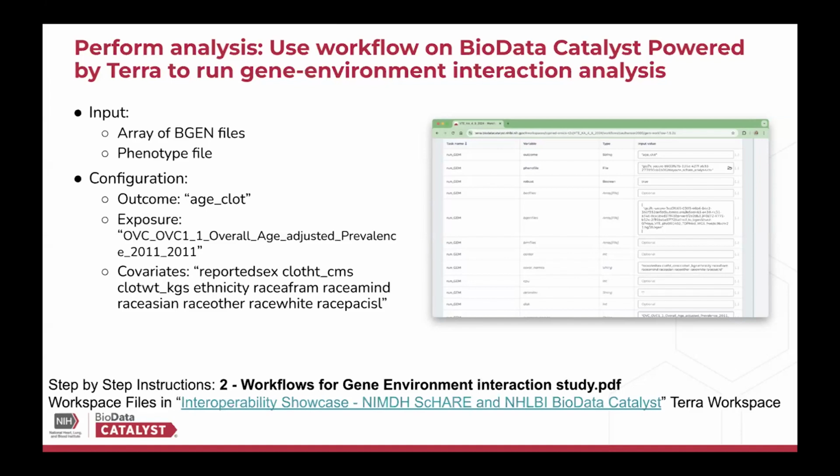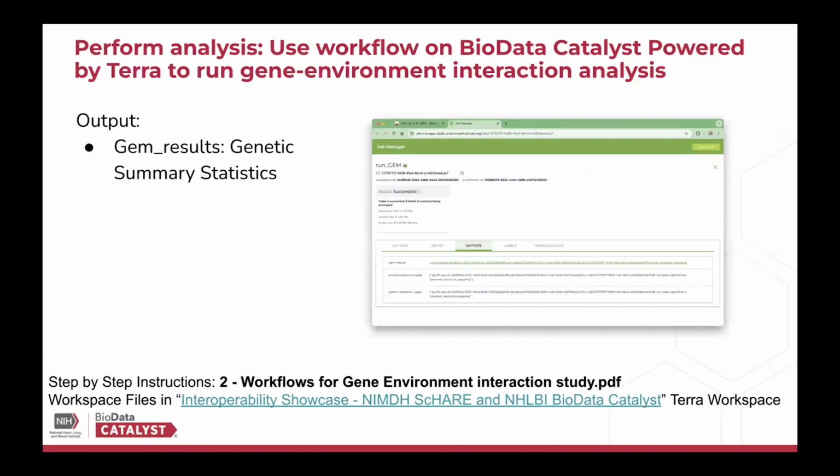Then we have ethnicity and the different race indicator variables, which are race African American, race American Indian, race Asian, race other, race white, and race Pacific Islander. These would be in the input of your workflow, and the output should be genetic summary statistics, the GEM results here, the text file.